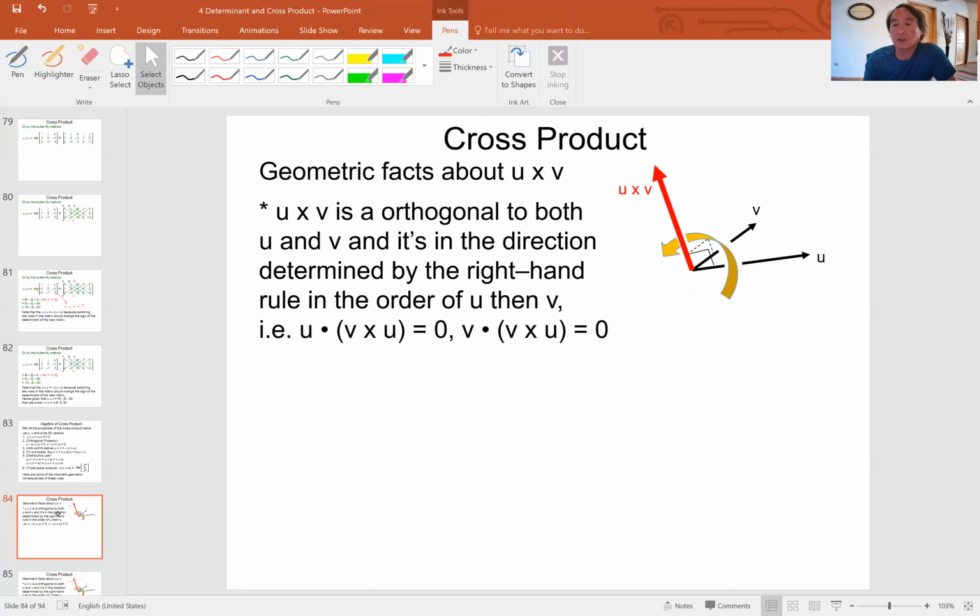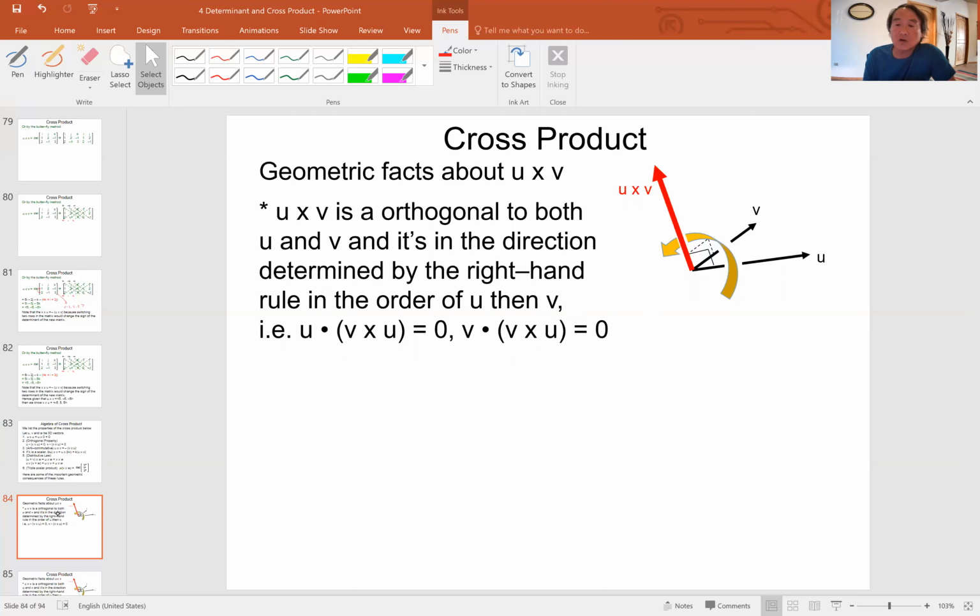And here's a picture. Here's u, here's v. How do we determine which direction it goes? There are two possible vectors, one goes up, one goes down. Well, u cross v follows the right-hand rule. If you grab from u toward v, using your right hand, the thumb points in the u cross v direction.